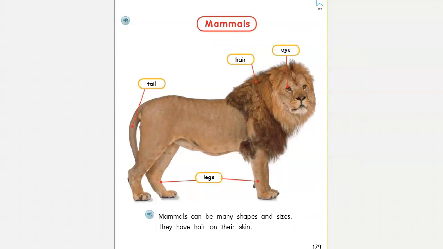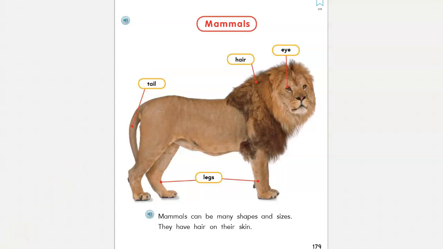Mammals. Mammals can be many shapes and sizes. They have hair on their skin. Then we see some labels. We see an eye, hair, legs, and a tail.